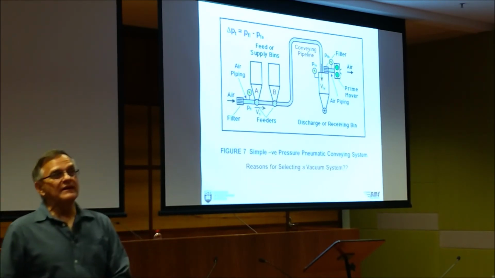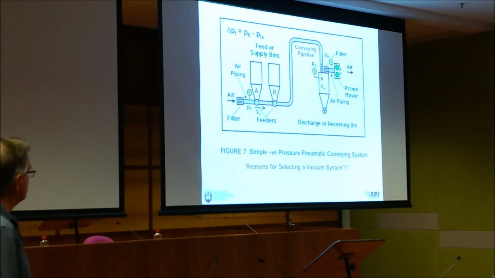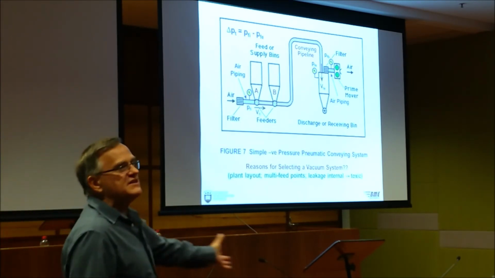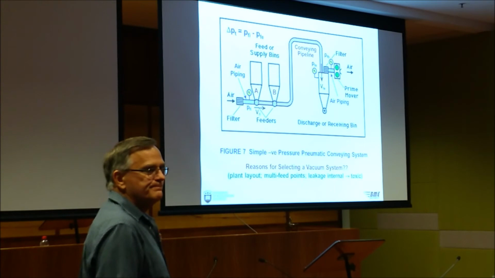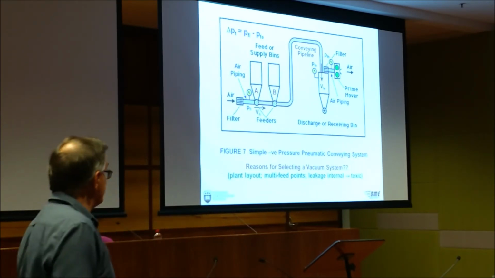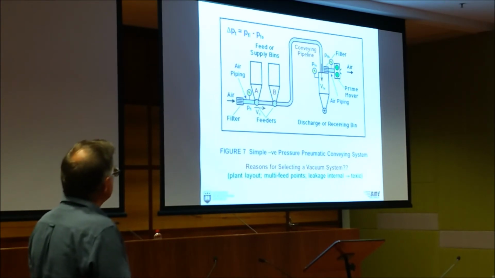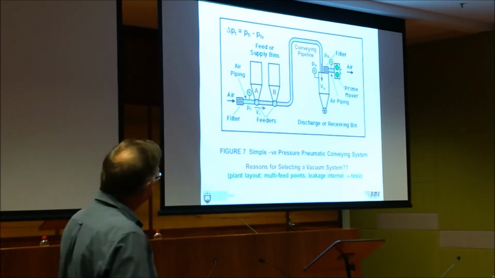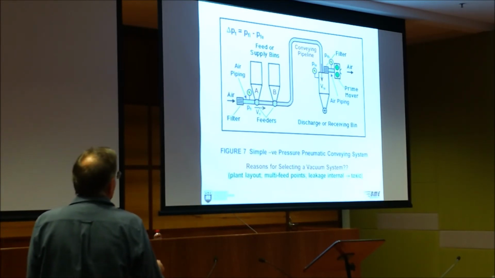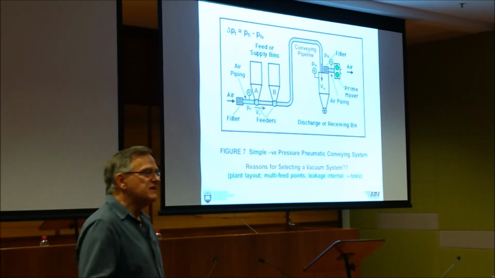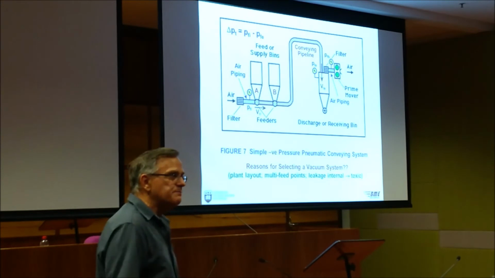Anyway, why would we pick a vacuum system in an industrial application? Well, one would be plant layout. If we've got multiple feed points and a single destination, the best way to do that is a vacuum system. So we can suck up from different feed points and bring it to a central destination. That's one reason. Another reason people use vacuum, and it's written in the literature, if you look it up, is if you're handling a toxic material, they say pick a vacuum system, because if you have any leakage, it's all internal. It all gets sucked into the pipeline.